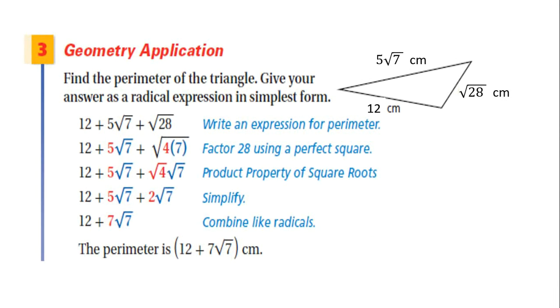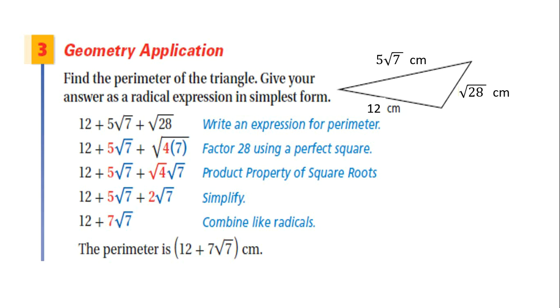Last example is an application of this. Now find the perimeter of the triangle. Give your answer as a radical expression in simplest form. This is the triangle. As we all know, the perimeter is the sum of all sides. If we want to find the perimeter, we will add all sides. But in this case here, we can't add from the first step. 12 plus 5 radical 7 plus radical 28 can't be added from the first step. So we have to simplify each.